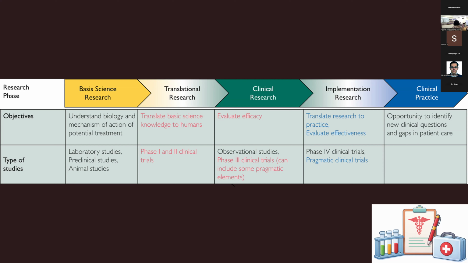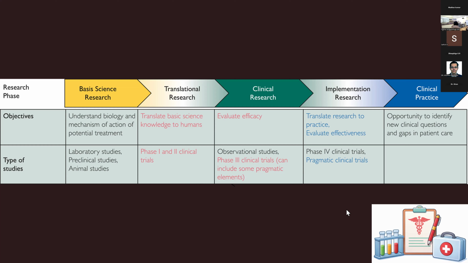So do all of these efficacious methods actually work in clinical practice? That is dependent on multiple other factors. To see the effectiveness, we go to phase 4 clinical trials. This is where pragmatic clinical trials come in, to see how much of the intervention is actually effective in our clinical care. Then in clinical practice, we identify the gaps in already existing treatment, and this process continues.